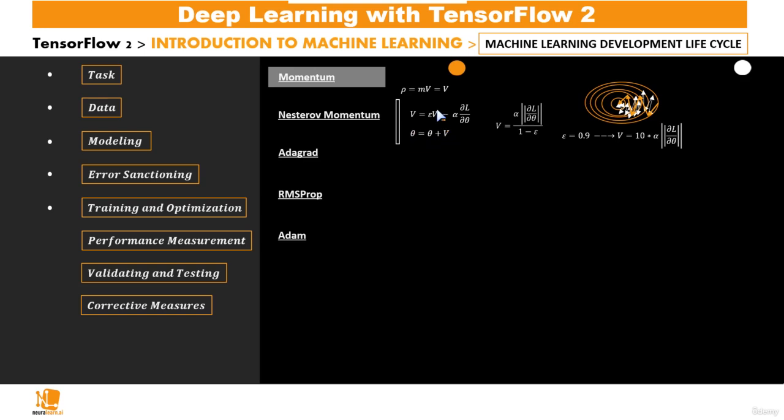Now notice that if this part is taken away, we have v equals this. So basically we have the stochastic gradient descent algorithm, where we had theta equals theta minus alpha times the partial derivative of L with respect to theta. But when this is included, we have the momentum optimization algorithm, wherein the greater the epsilon, the faster we go towards our minimal loss. Now let's see how this affects v.